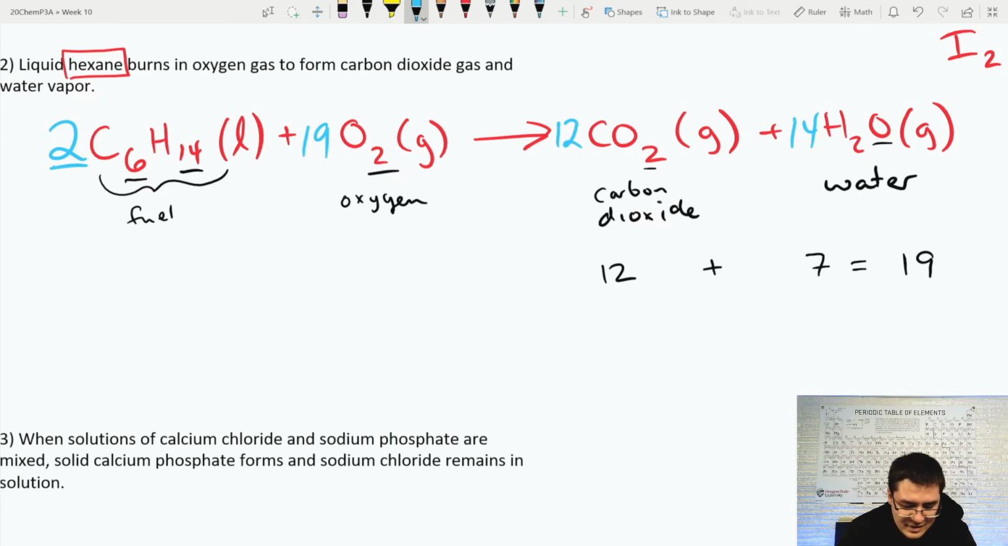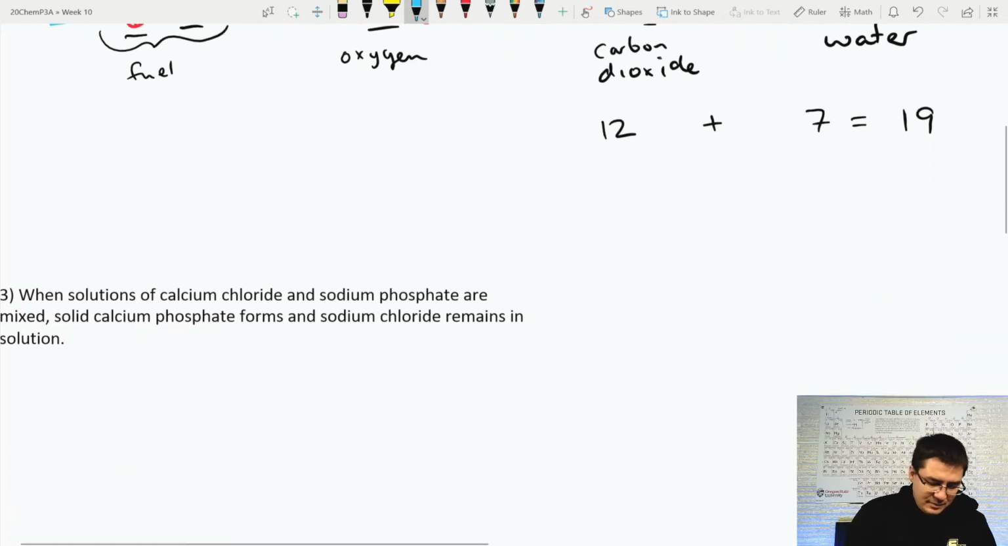And if you balance it all up, I think you should have the same number of carbons, hydrogens, and oxygens on both sides. Okay, so fractions are okay. Improper fractions are best. But you can double everything, right? And get rid of those fractions. So that's this one. Number 3.